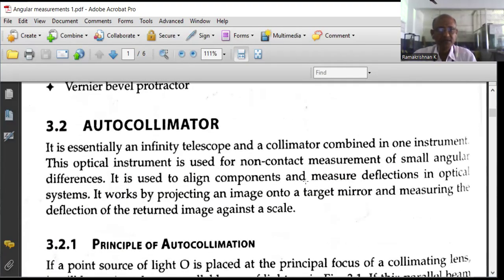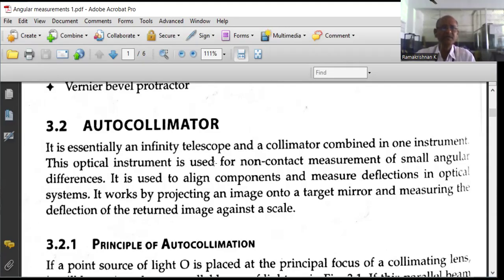Now we have a look at the autocollimator. First, the meaning of the word collimate is to make something parallel to something. We are using an optical system, so we make the optical rays parallel to each other. That's the meaning behind the word collimate. So a collimating lens is used, and the instrument is called a collimator after the collimating lens.